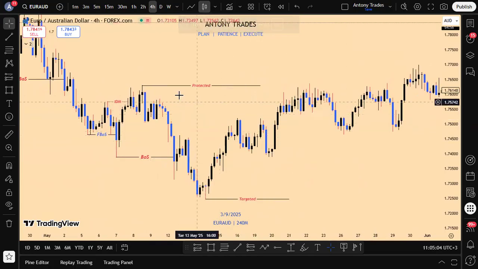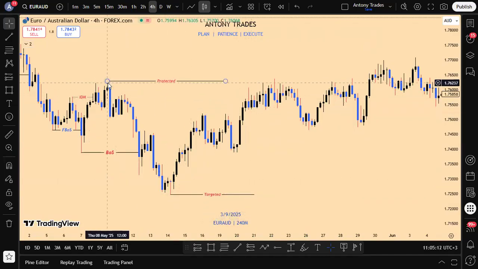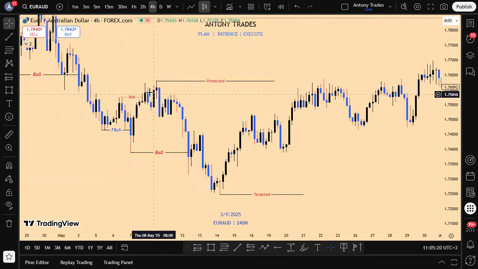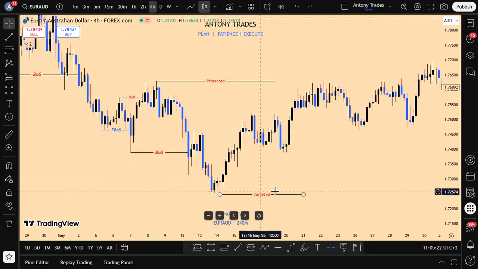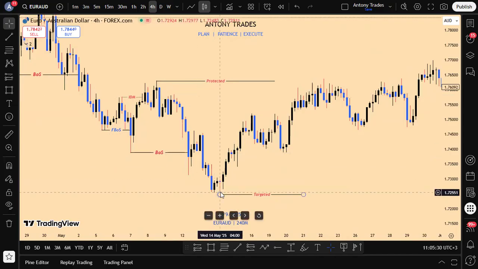So what does it mean? We are not expecting the market to break this high, but we are expecting the market to break this low. So if by any means this high gets broken, then that is a change of character. I don't know whether you are getting it. This is our strong high and this is our weak low. If the market breaks this high, then that means this trend to the downside is over.